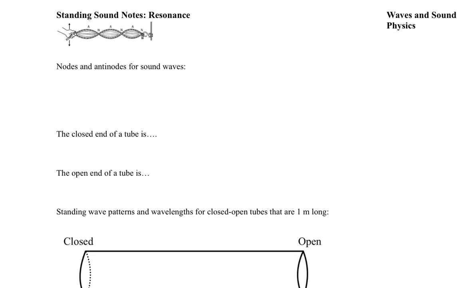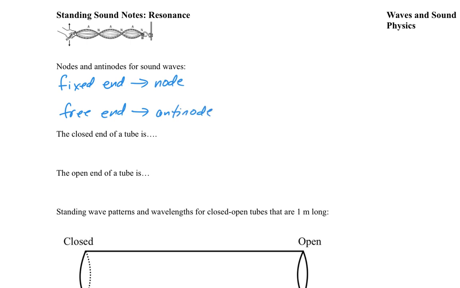All right, so now let's see if we can solidify this and take a little bit of notes. Let's remember that nodes and antinodes for sound waves are going to be very similar to the nodes and antinodes that we see in the spring wave. So for a fixed end, we're going to see a node, and for a free end, we're going to see an antinode.